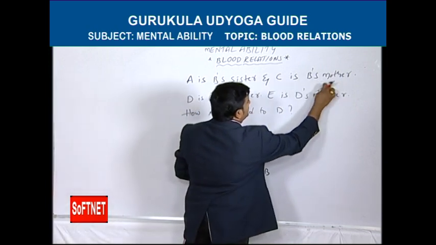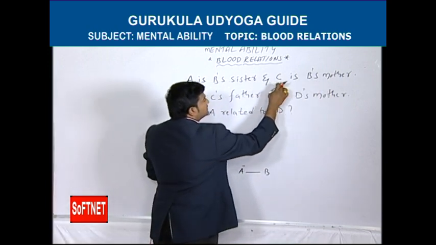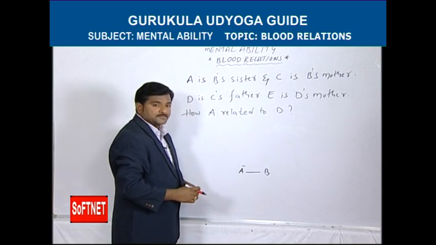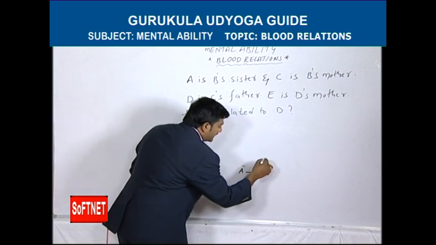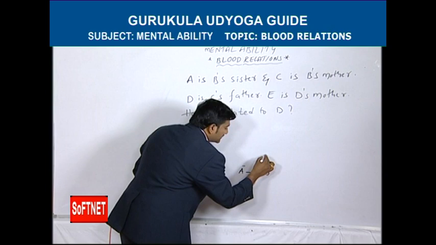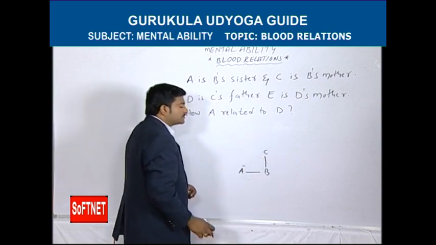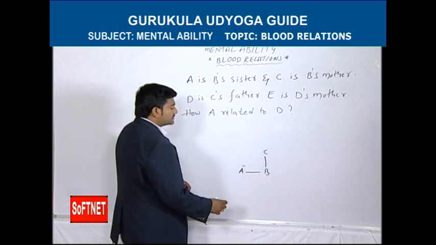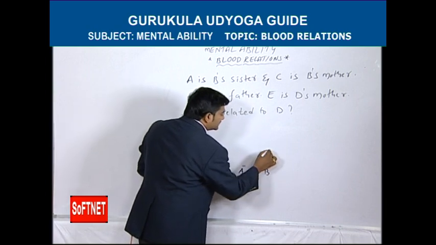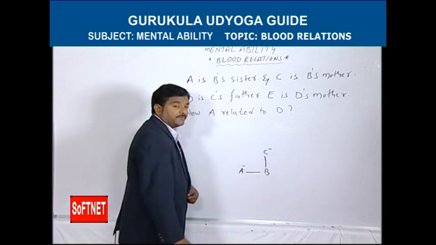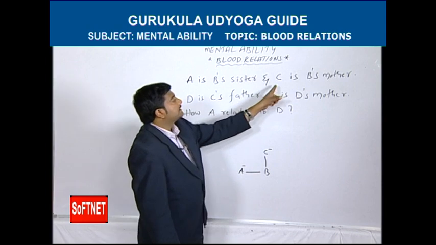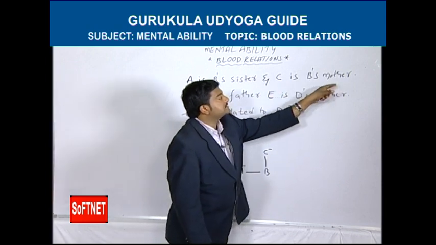Next, what he mentioned here? C is B's mother. So indirectly C is whose mother here? B's mother. Since C is B's mother, we can take it as female gender.